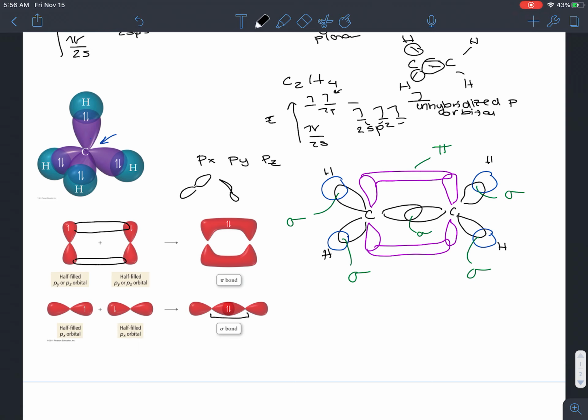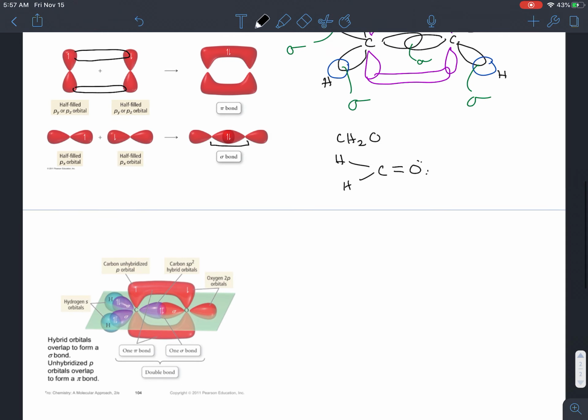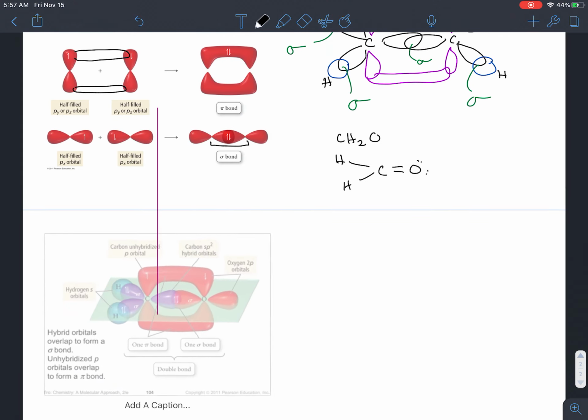Now another example of this could be CH2O. We know carbon, hydrogen, and oxygen. That will double bond. So this, again, if you look at the carbon, has a trigonal planar shape. The double bond will also have a sigma and a pi bond, and will have sp2 hybridization. So it should have a very similar picture to the one drawn, except you only have one central atom. So let's look at the picture.